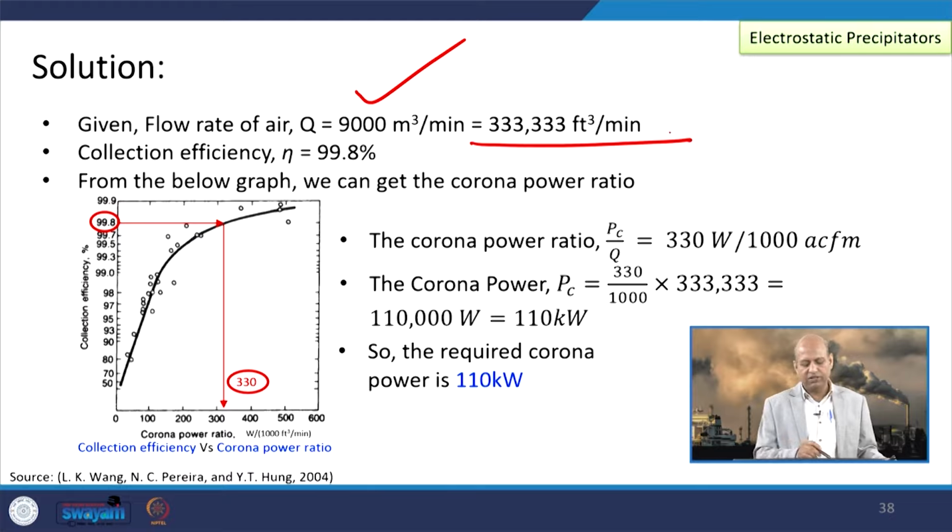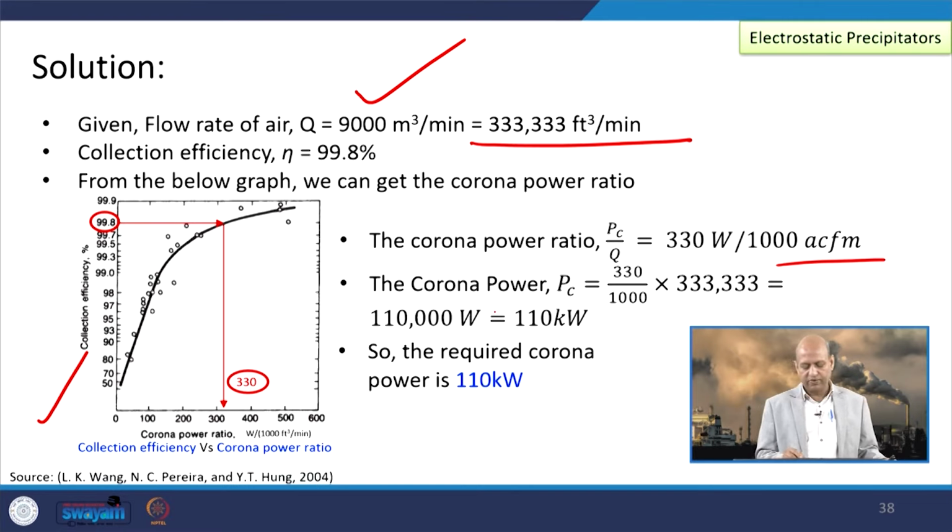It can be estimated in cubic feet because this particular graph is given in corona power ratio, which is in W per 1000 cubic feet per minute, and the efficiency relationship is given. So, we need to calculate first in cubic feet per minute. The collection efficiency of 99.8% is given. Using the below graph, for this 99.8% we go to the right, then come to this. So, around 330 watt per 1000 cubic feet per minute.